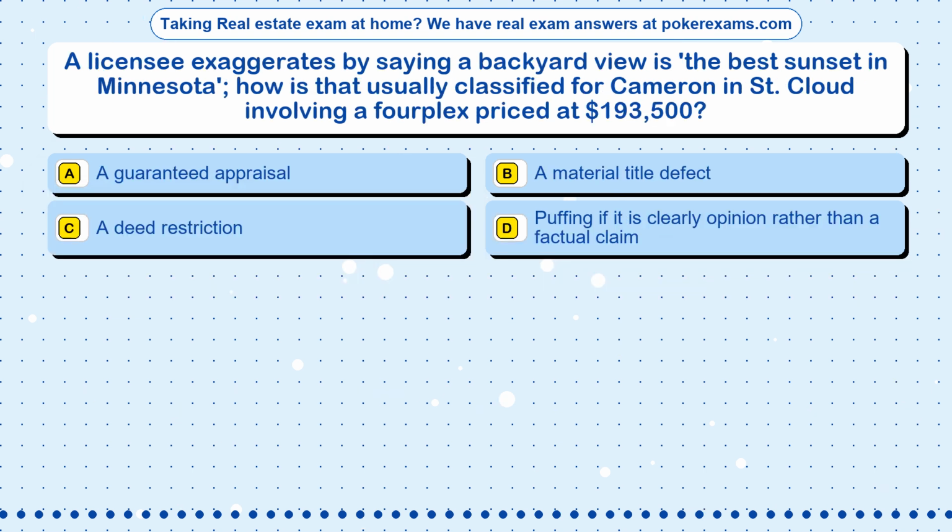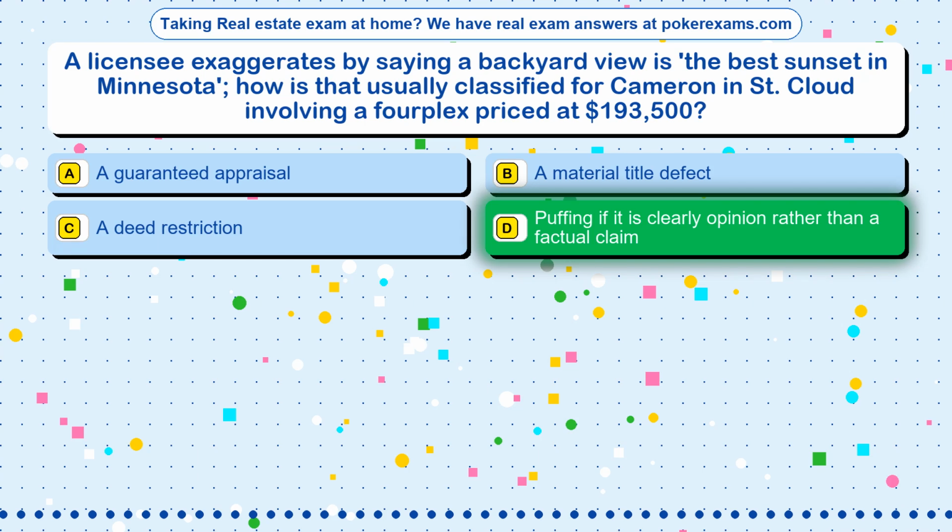Question 92. A licensee exaggerates by saying a backyard view is the best sunset in Minnesota. How is that usually classified for Cameron in St. Cloud involving a fourplex priced at $193,500? Option A. A guaranteed appraisal. Option B. A material title defect. Option C. A deed restriction. Option D. Puffing if it is clearly opinion rather than a factual claim.